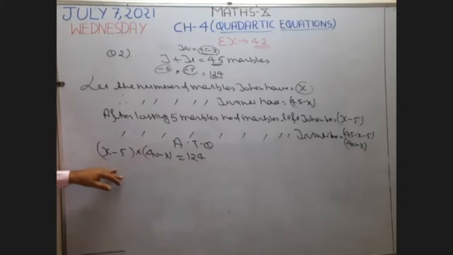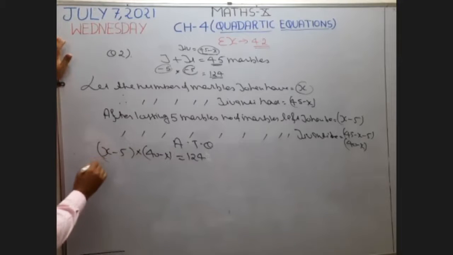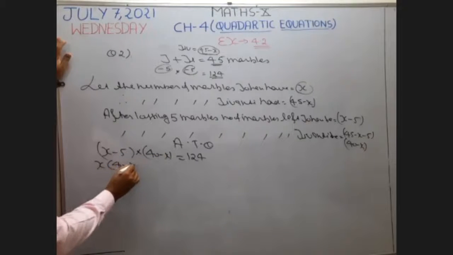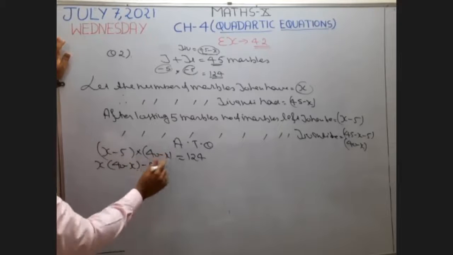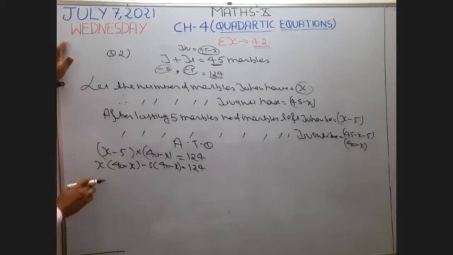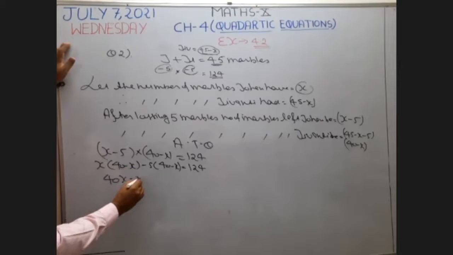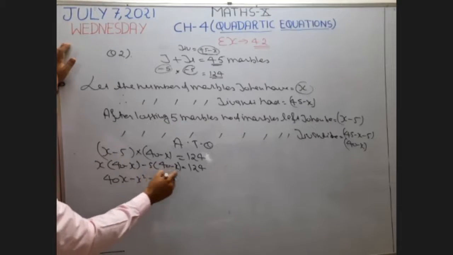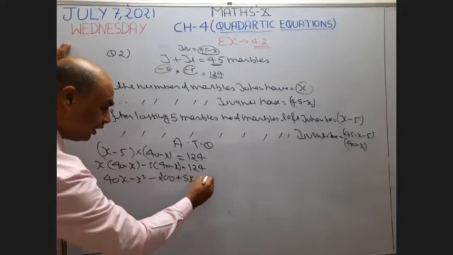Is it clear, beta? Now, I'm going to open this bracket. How do I want to solve? I take the first number of the first bracket, X, and multiply it by the second bracket, 40 minus X. After that, the second number, I take minus 5, and I want to multiply minus 5 by the second bracket 40 minus X, which is equal to 124 given. Now see, X into 40 becomes 40X. X into minus X becomes minus X square. Plus, minus 5 into 40 is minus 200. And minus 5 into minus X is plus 5X, equal to 124.